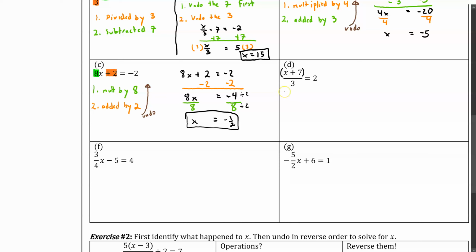Because we follow PEMDAS or GEMDAS, what's happening is that the parentheses means that we're adding 7 as the first operation. So let me highlight. Because of the parentheses, x is added by 7 first. Then the 3 in the bottom is a division.